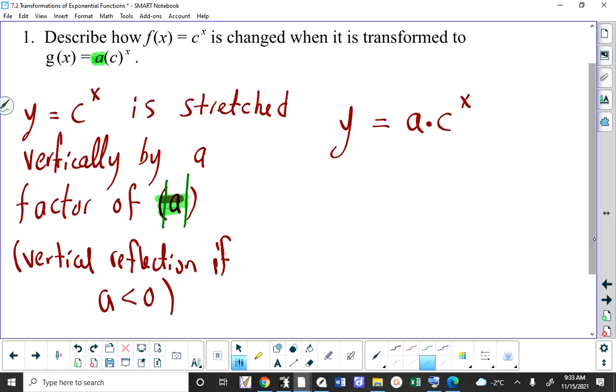Because if a is negative, this goes way back to the first chapter. If a is negative, we're not going to say there's a negative vertical stretch factor. So another little observation we could make here: the y-intercept will be a, not the absolute value of a. Whatever a is, that's going to be the y-intercept.